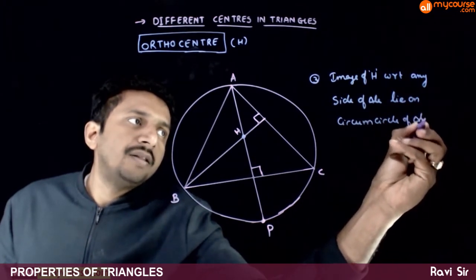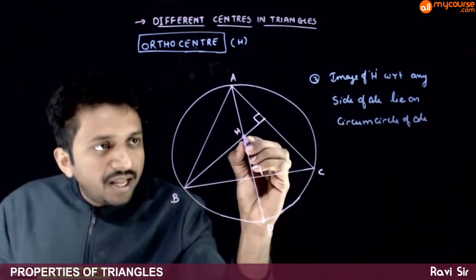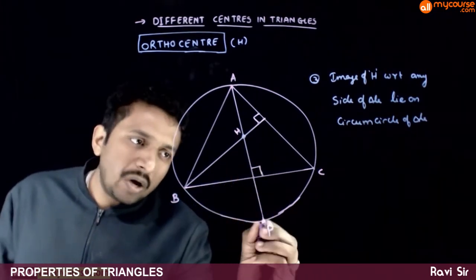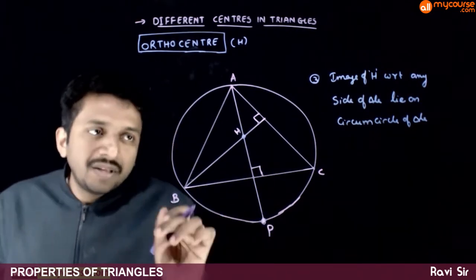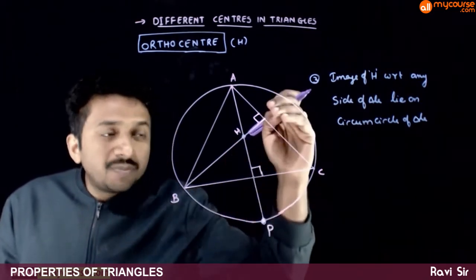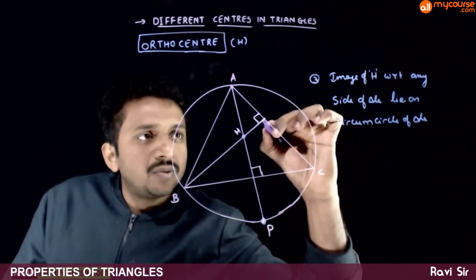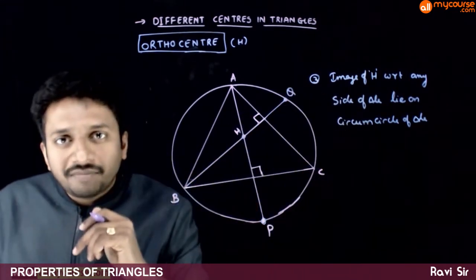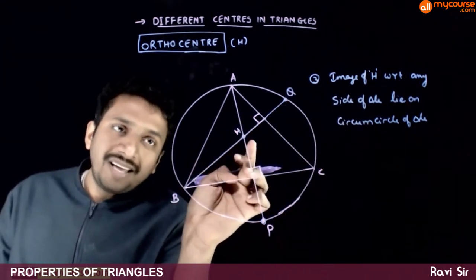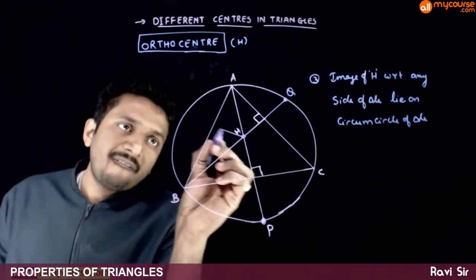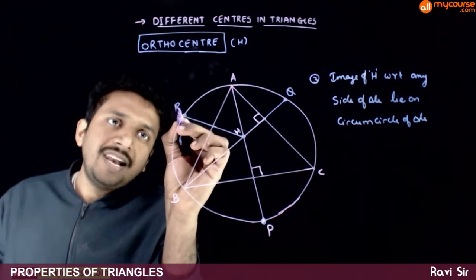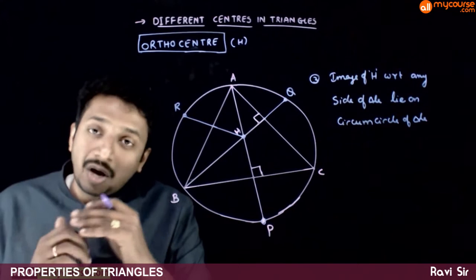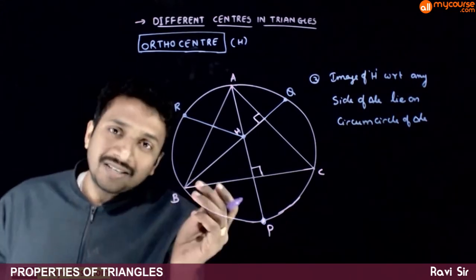That means if you take the orthocenter, the image of orthocenter with respect to BC lies on the circumcircle somewhere, and the image of H with respect to AC will also lie on the circumcircle of the triangle. And if I take the image of H about AB, that will also lie on the circumcircle of the triangle. So this is the theorem. So how is this happening? Let us try to prove this theorem.